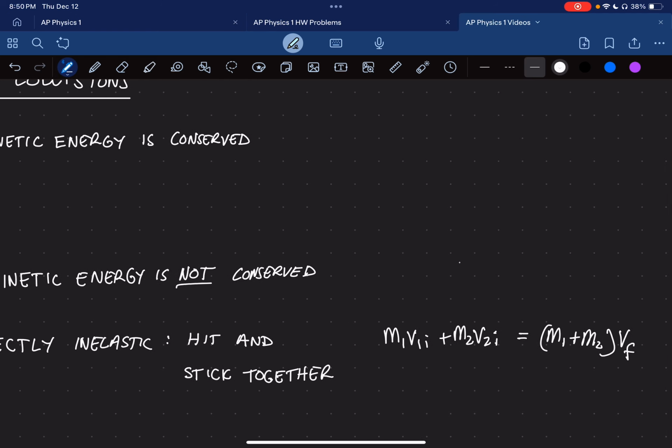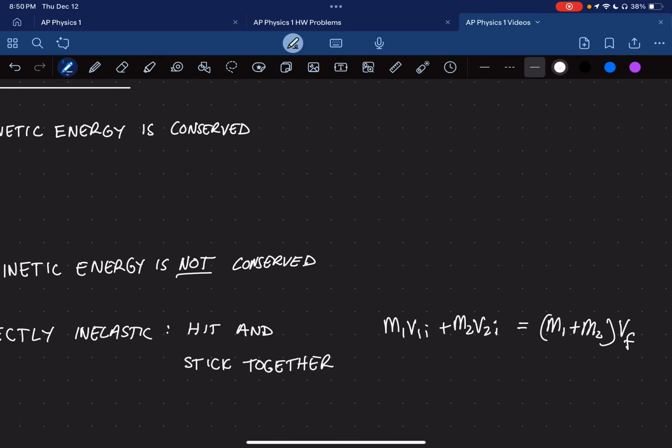There are some examples on the homework, but we start the equation the same way. If they hit and stick together, you can just combine the two masses together with one final speed. And sometimes they're actually stuck together in the beginning and then they separate. So you can also have this equation in reverse, something like m1 plus m2 times v initial equals m1 v1 final plus m2 v2 final. Could have something like that as well.